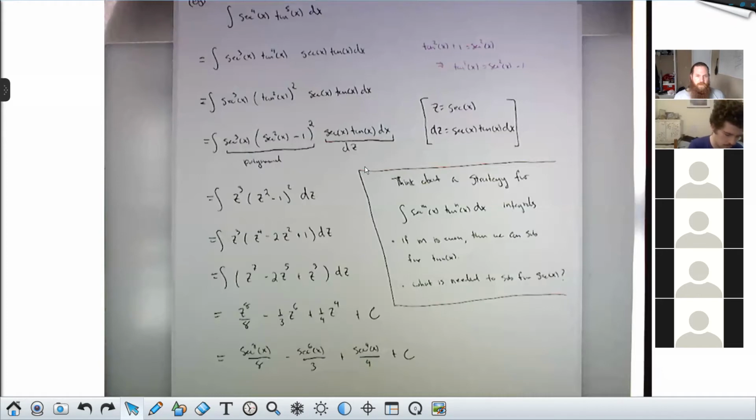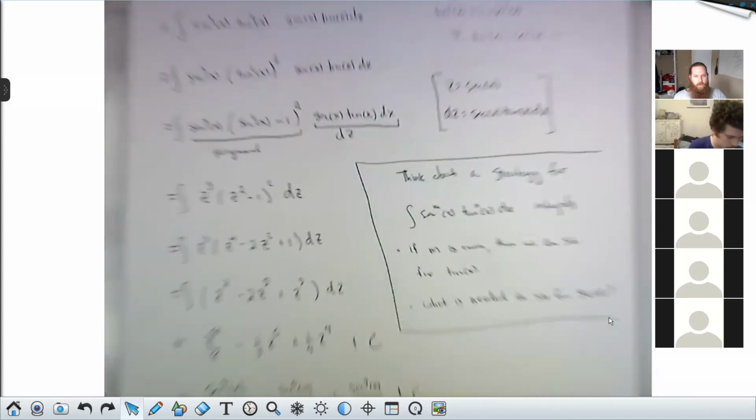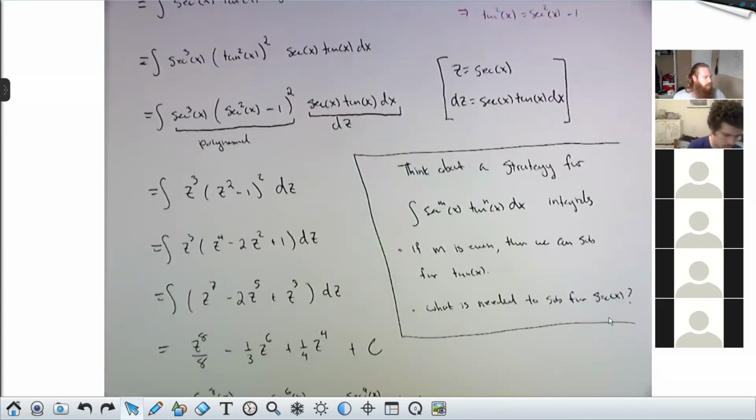There's nothing quite like making a conjecture and then discovering that you're right, or making a conjecture and fighting to prove that you're right, or making a conjecture and then discovering that you're wrong, but also at the same time learning what is right. So think about this question. See if you can come up with a strategy, like the strategy we wrote down for the sine cosine integrals, that always works for these secant tangent things.